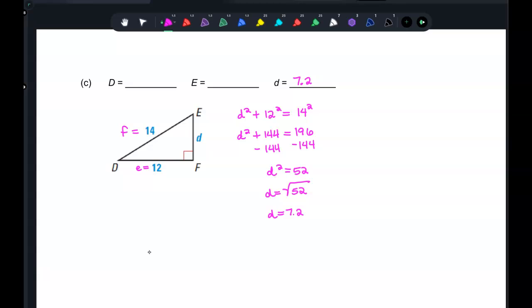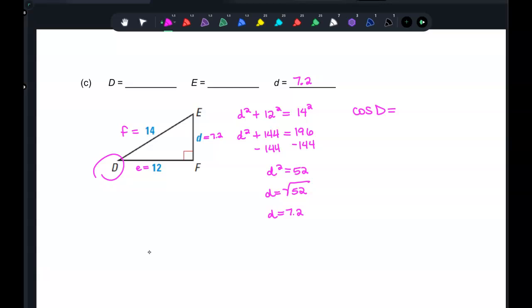Okay. Now I can find angle D or E next. It doesn't matter, just pick one. D. Now I can use sine, cosine, or tangent. It doesn't matter because now I know this is 7.2. Pick tangent, pick cosine. If you have all three sides, you can use any one of those three trig ratios.